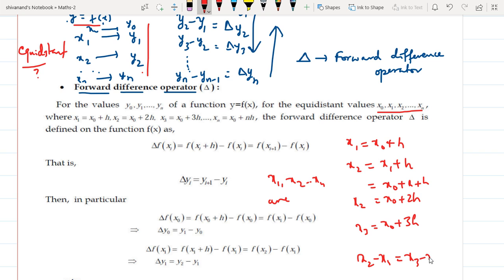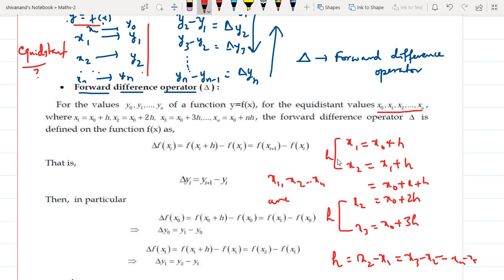So when you subtract these, you can take x2 minus x1, which is equal to x3 minus x2, which is equal to x4 minus x3, and so on. Each difference is h. You can see that x2 minus x1 is h, since x2 is x0 plus 2h minus x0 plus h. So this gives h. Each difference is h, so we can say that this is equidistant. That is the meaning of equidistant.